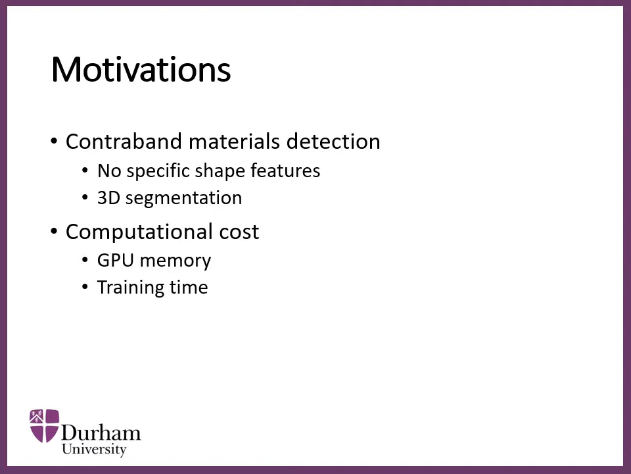We aim at investigating two types of techniques for 3D segmentation. One is based on 3D convolutional neural networks, and the other is based on point cloud processing. We'd like to know how different settings affect the detection accuracy and the computational efficiency. We also need to consider the computational cost when we try to deploy the algorithm to actual CT machines, like the GPU memory and the training time.